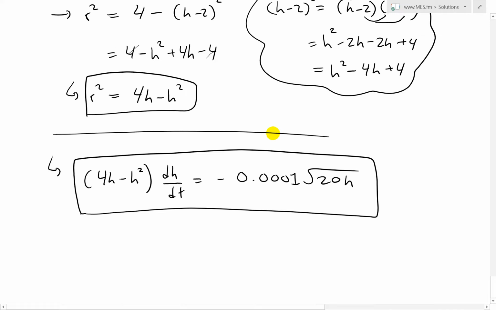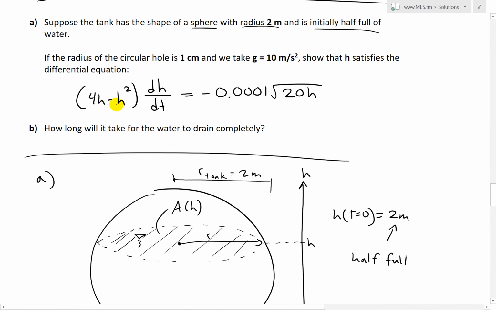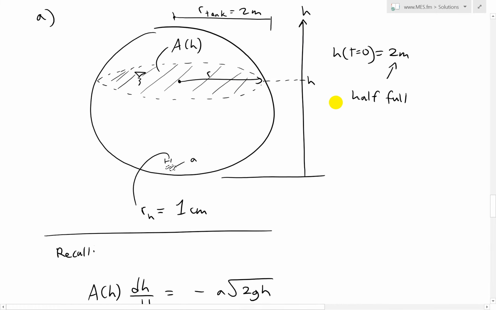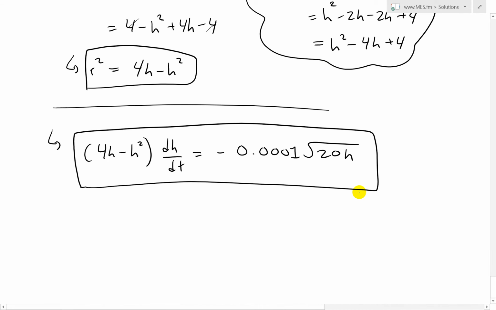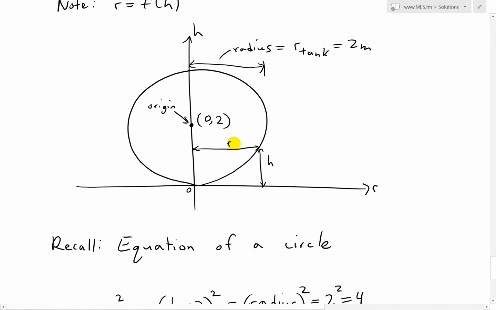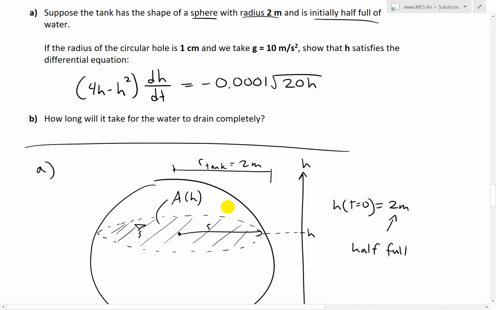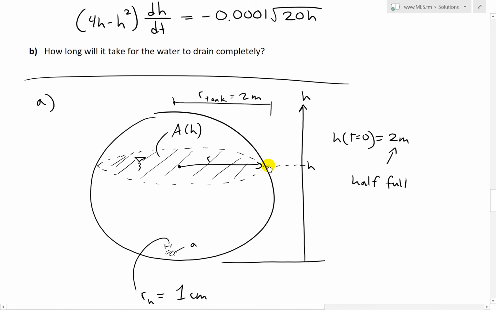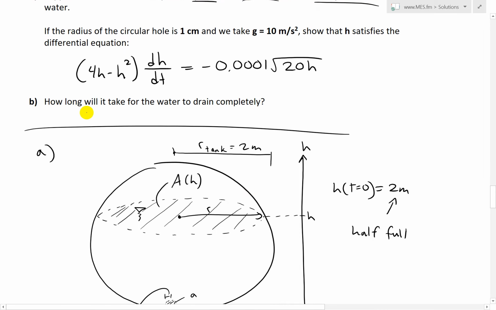Now let's look exactly at the question to see if they're identical. Yes, we have (4h minus h squared) dh/dt equals negative 0.0001 square root of 20h, which is identical to this. So we got a check mark, we got it correct. Hopefully you'll learn from this pretty useful video on determining the differential equation for the water height for a sphere, a non-cylindrical shape as opposed to questions 1, 2, and 3. In the next video I'll go over how long it will take for the water to drain completely.